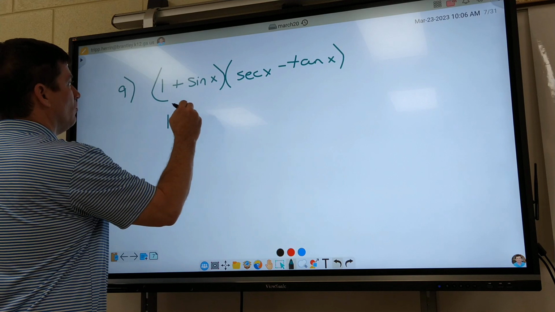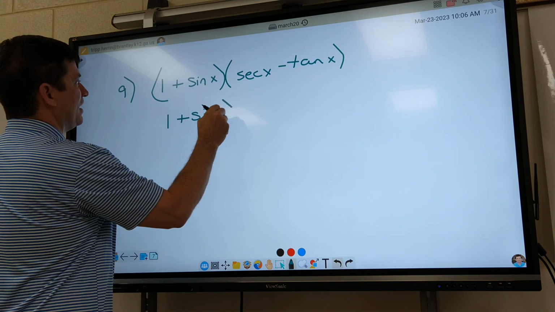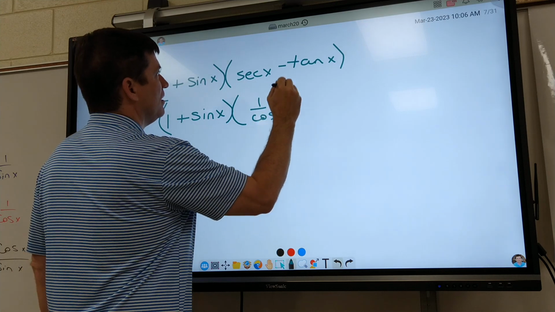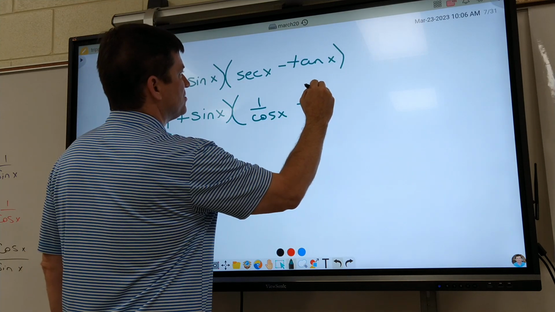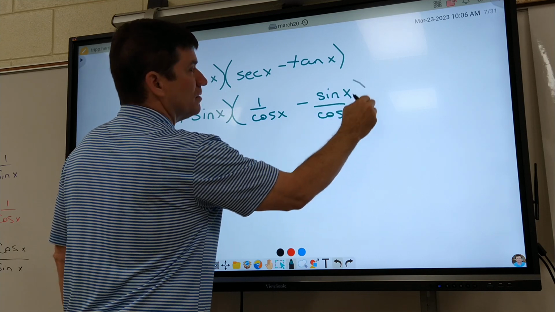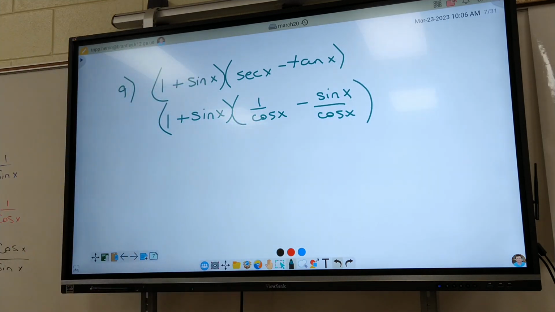So I've got 1 plus sine x. I keep it sine. Secant turns to 1 over cosine. Tangent turns into sine over cosine. All right, there's your first step: change everything out.